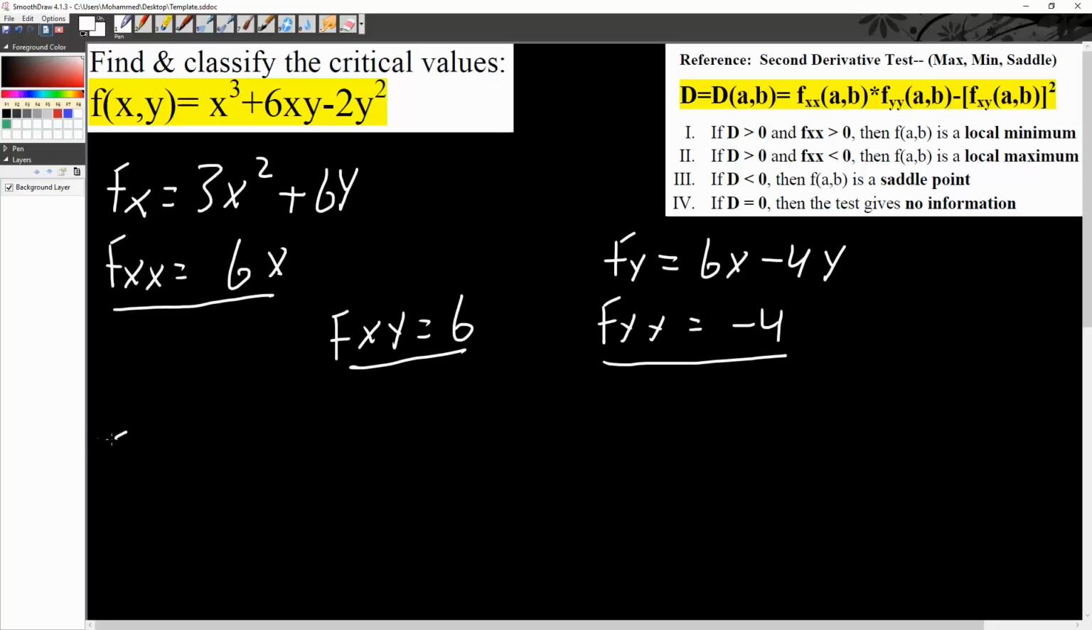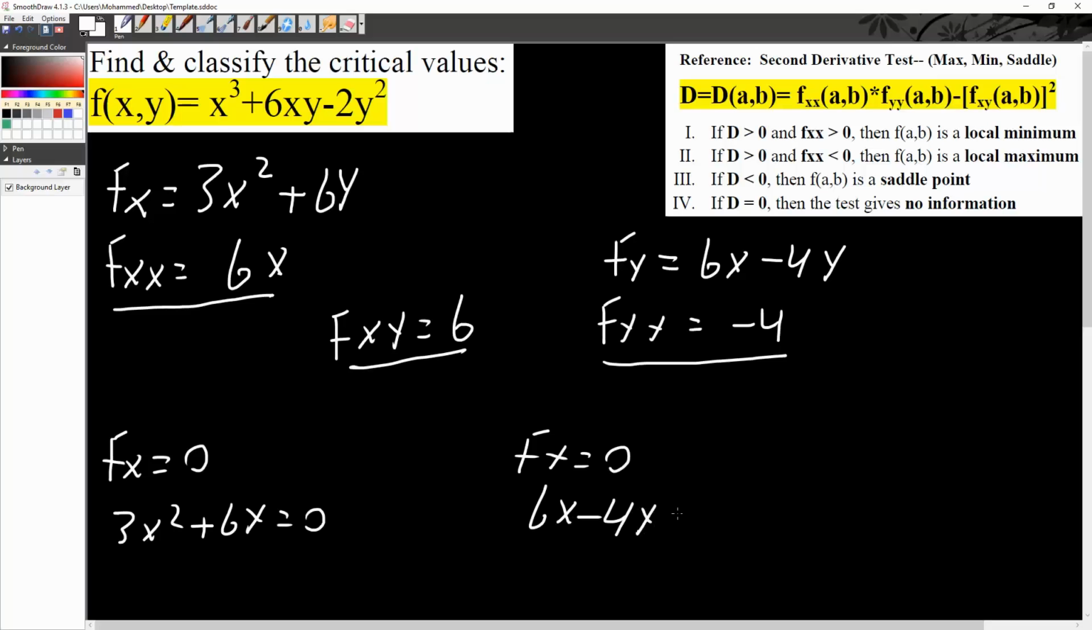And now we need to get the critical values. So we set fx equal to 0. We also set fy equal to 0. So fx equals 0: 3x squared plus 6y equals 0. We can't really factor this out since we have two unknown terms, x and y. So we'll see what we can do with y. So we can say 6x minus 4y equals 0.